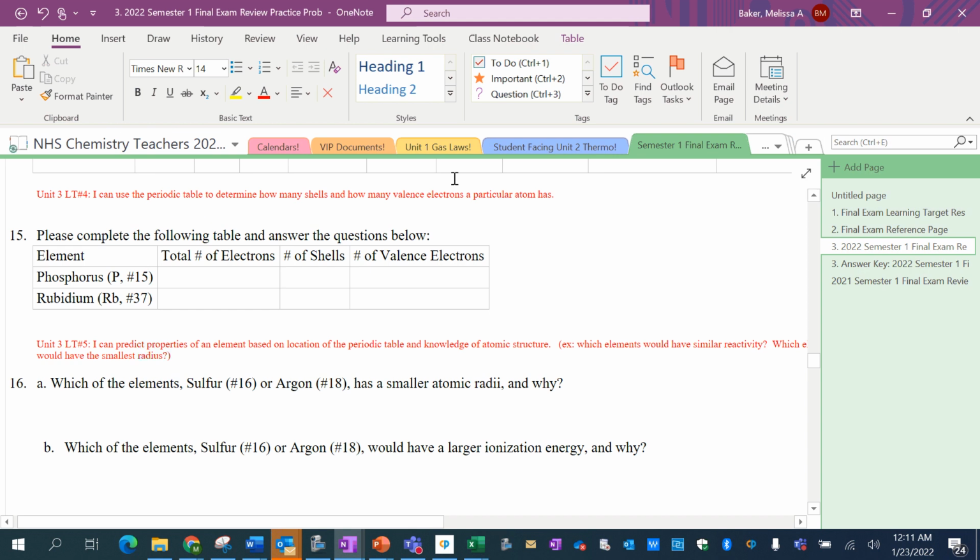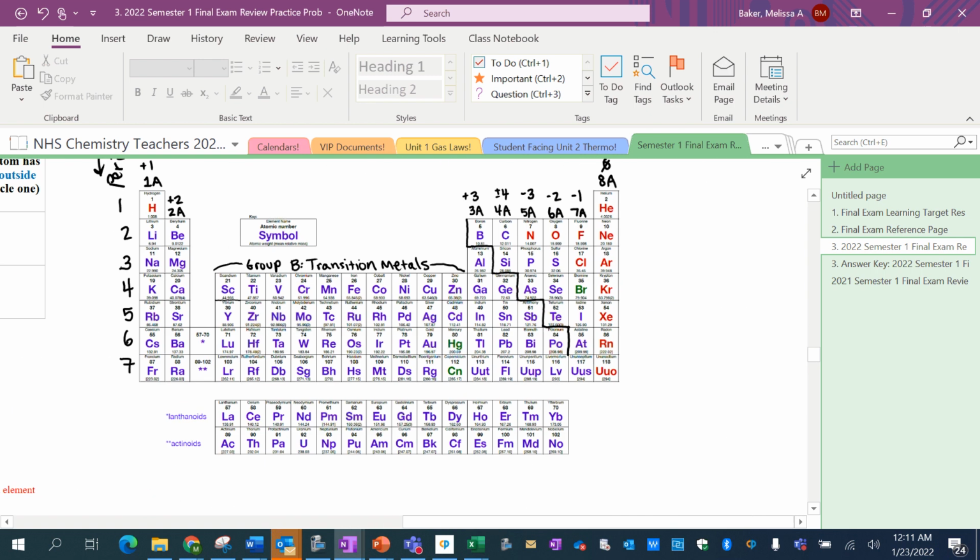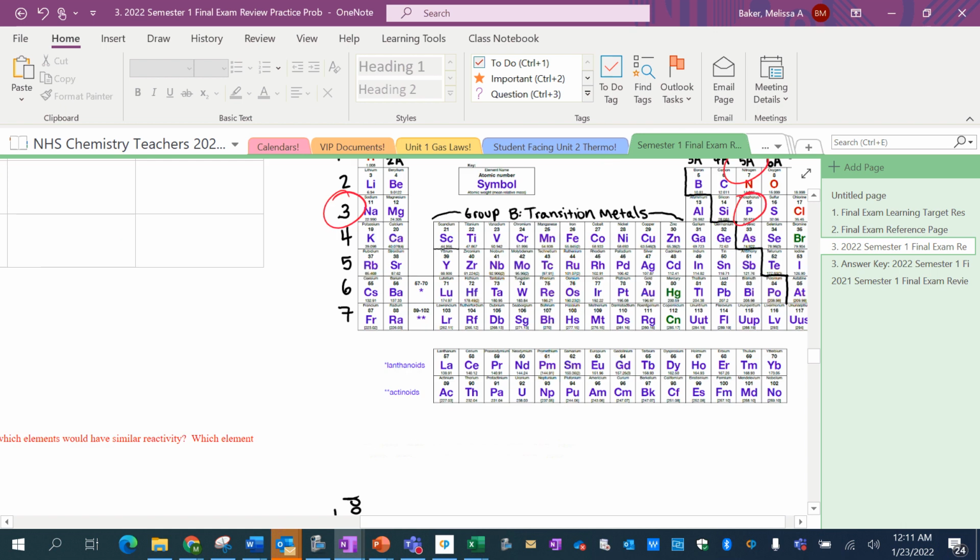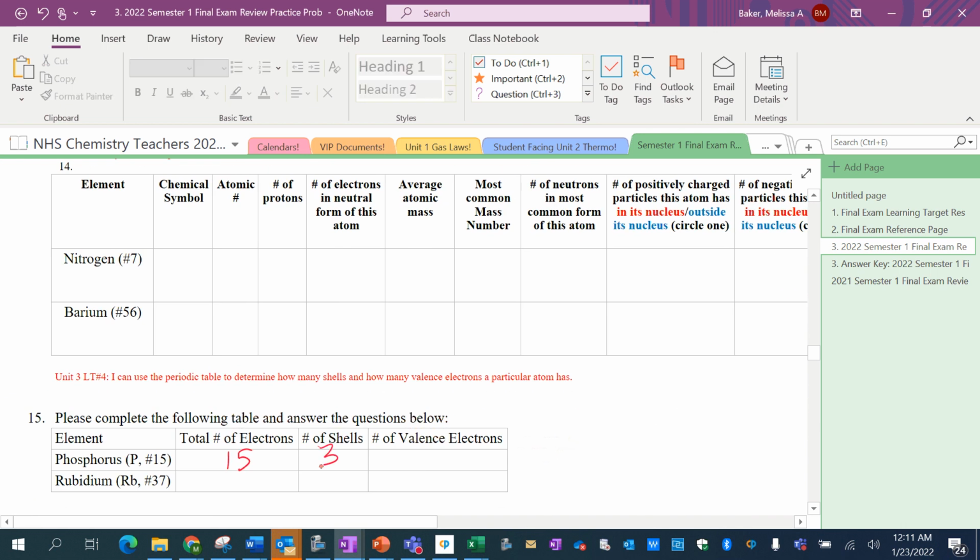How many total electrons does phosphorus have? Well, it's number 15, so it has 15. How many shells does it have? 3 shells, and it's got 5 in its outermost shell because it's in group 5A. So the number of shells matches the period number, and the number of valence electrons matches the group number.